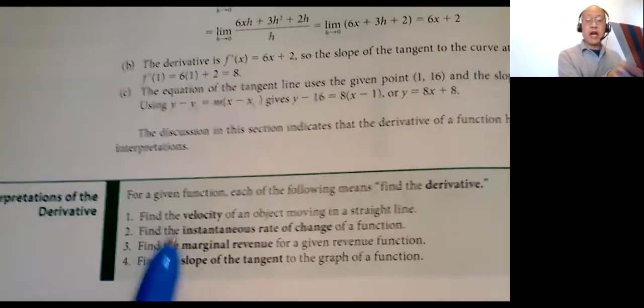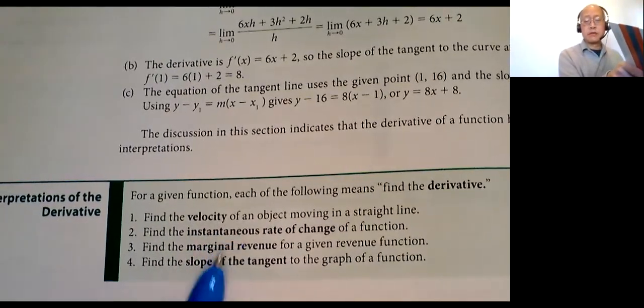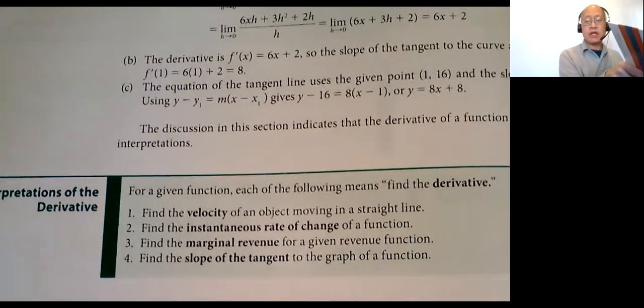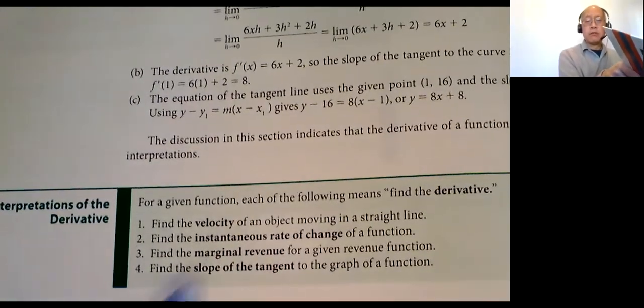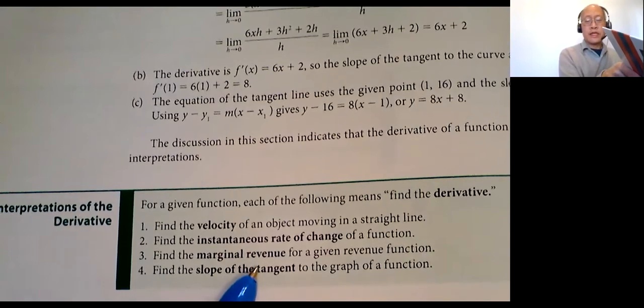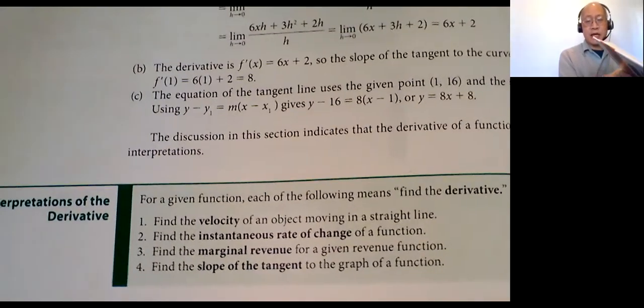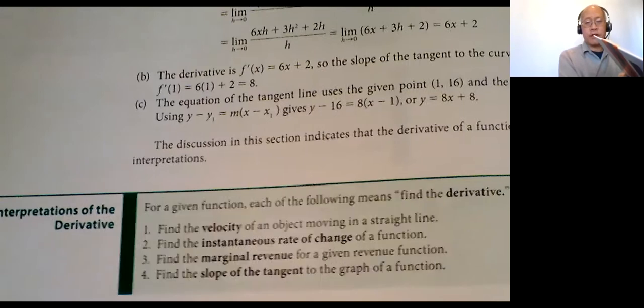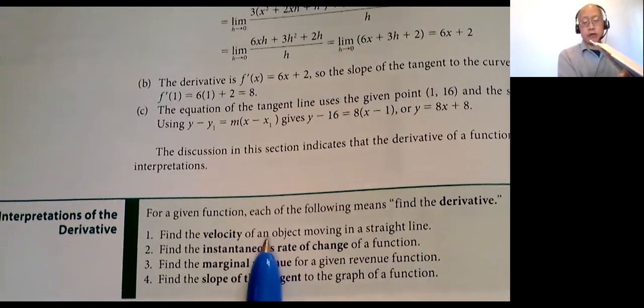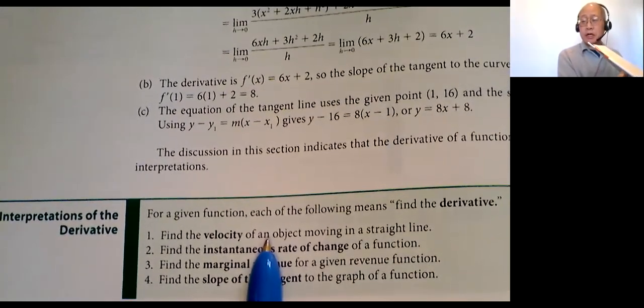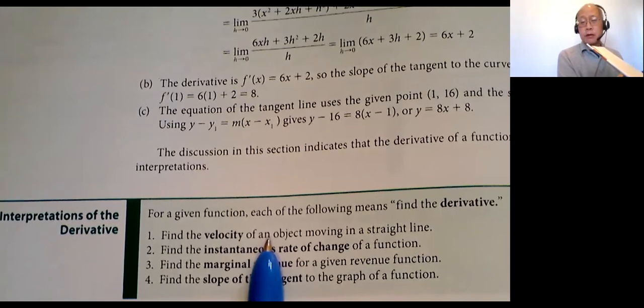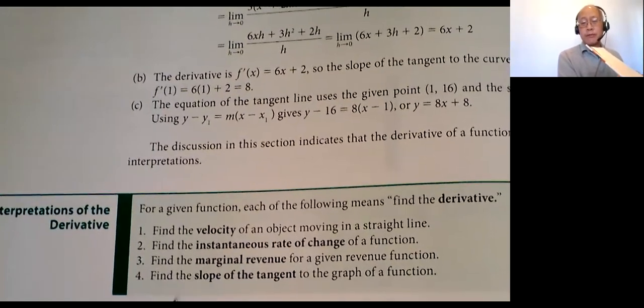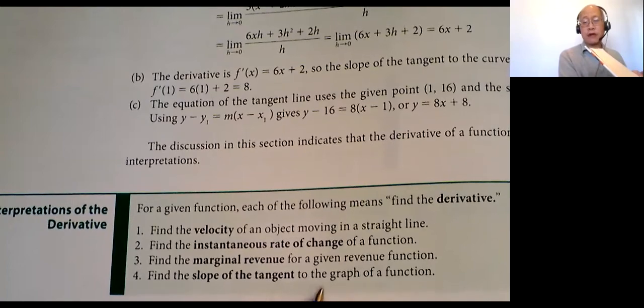Velocity of an object, instantaneous rate of change, marginal. It says marginal revenue, but it's marginal anything. It can be marginal cost, marginal profit. They really should just say marginal. That's a concept in economics. Some of you maybe have had economics. The concept of the marginal is the derivative, and so is the slope of the tangent to the graph of the function.